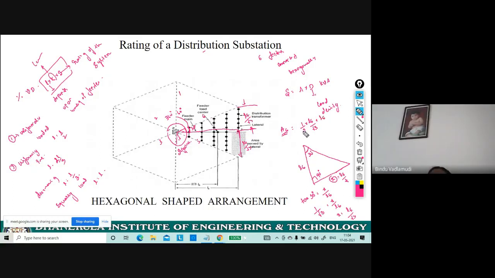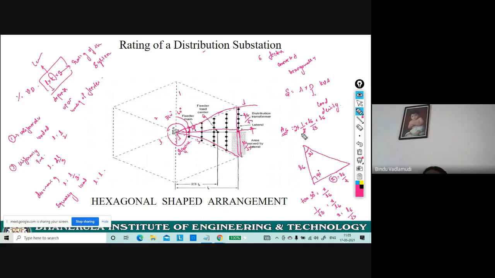So how much area is covered by this feeder? Is it 2 times the triangle? If this is the feeder, what is the area covered? Is this the area covered by this feeder? So can I write it as 2 times half into L6 by root 3 into L6? Can I write like this?